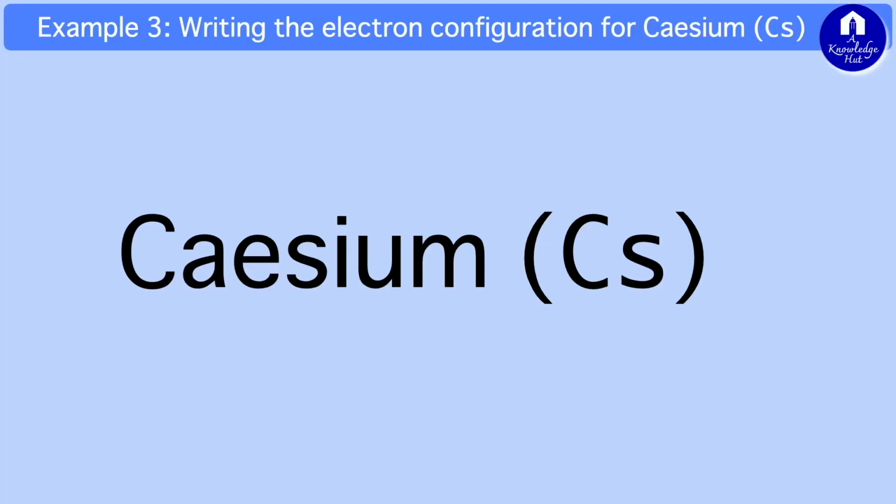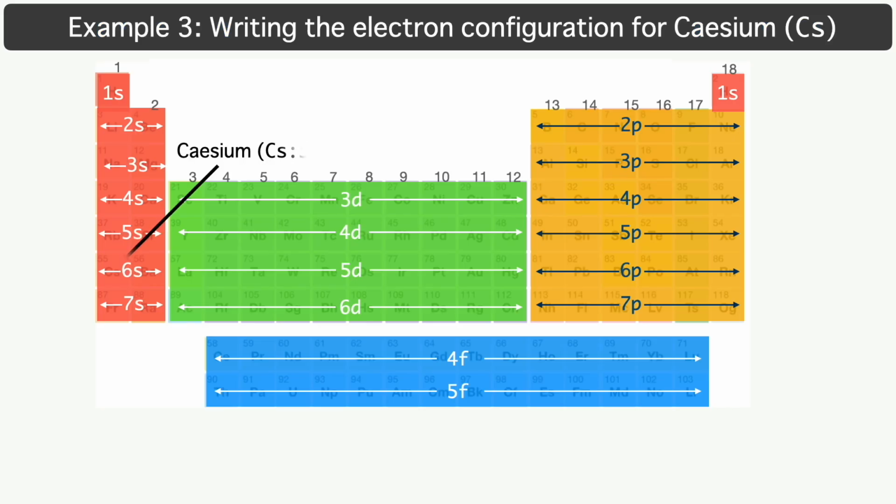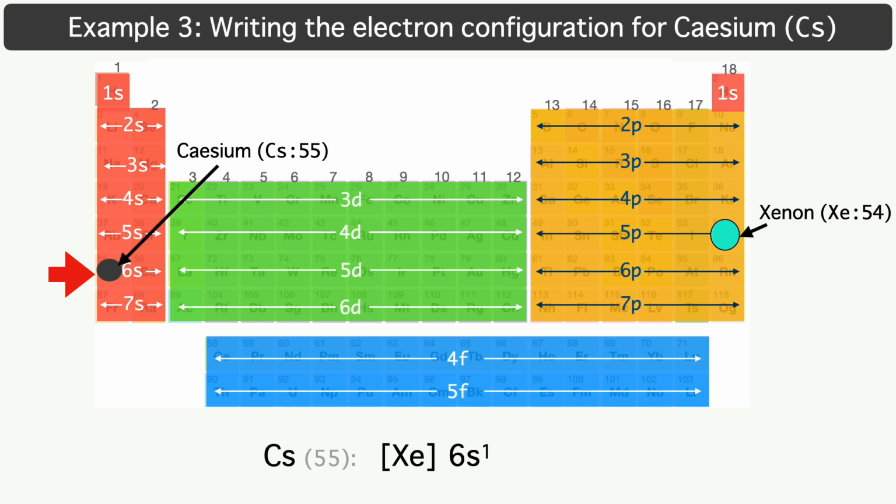Example 3. Writing the electron configuration for cesium. Step 1. Locate cesium in the periodic table. Its atomic number is 55. The nearest noble gas prior to cesium is xenon in the fifth period. Therefore, we begin the configuration with xenon and append to it the configuration for the valence electrons. After xenon, we need to stop at the first element in the subshell 6s. Thus, the electron configuration for cesium is xenon 6s1.